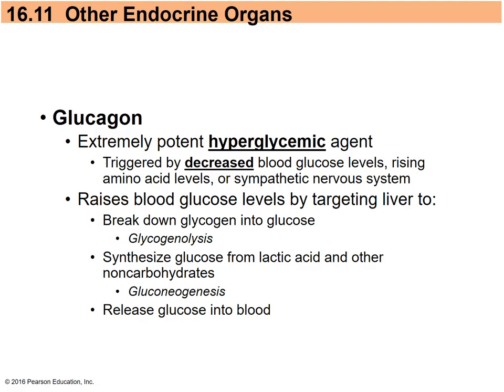animals do not make starch, plants do. They will store excess glucose as starch. But as animals, we don't make starch. We make something that is similar to starch, and that is glycogen. Glycogen is essentially long chains of glucose, which is what starch is.